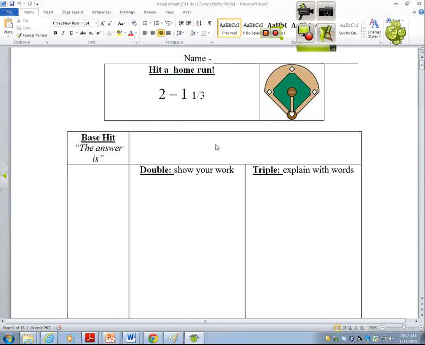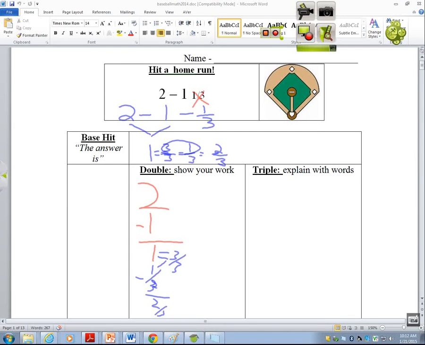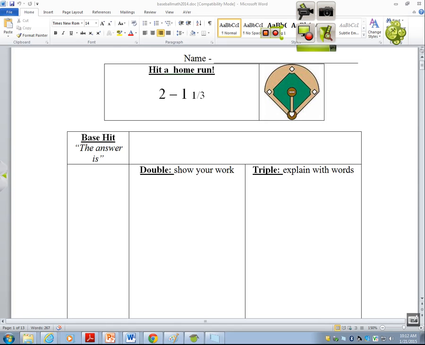Hold on. So the answer is 1 and 2/3. No, it's 2/3. Why is it just 2/3? Because 2 minus 1 is 1, right? Okay, 2 minus 1. Look. Oh, you got it? 2 minus 1 is 1. Now let's go down. We're not done yet, are we?